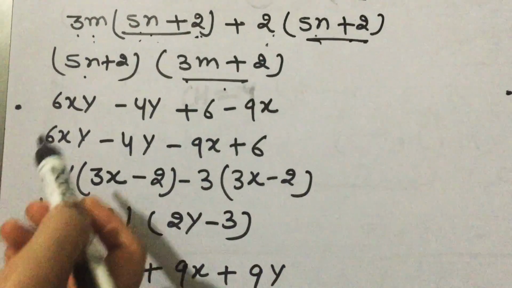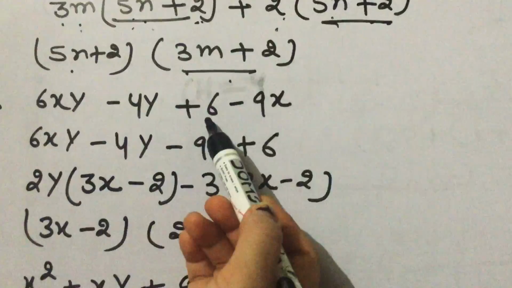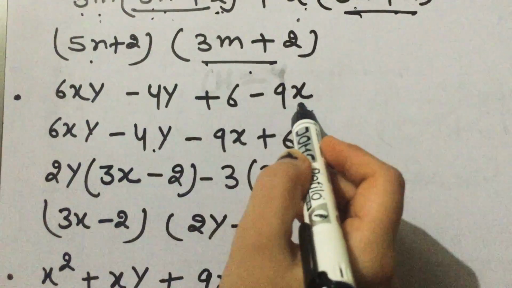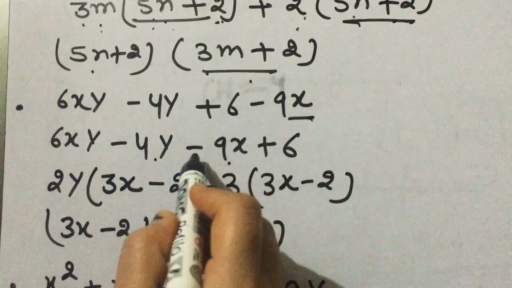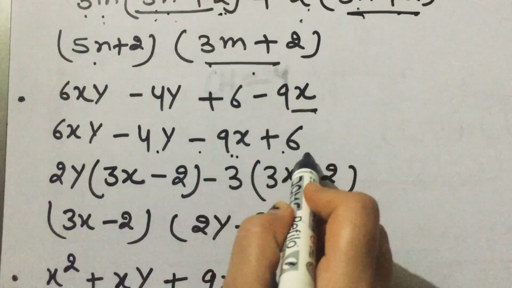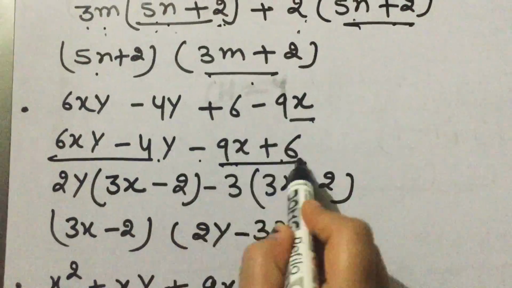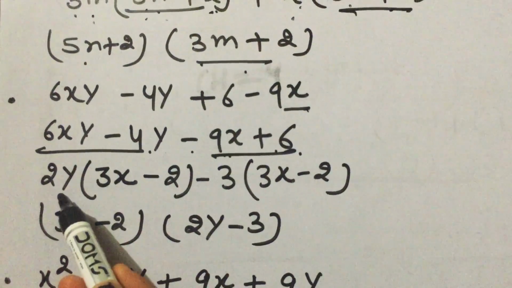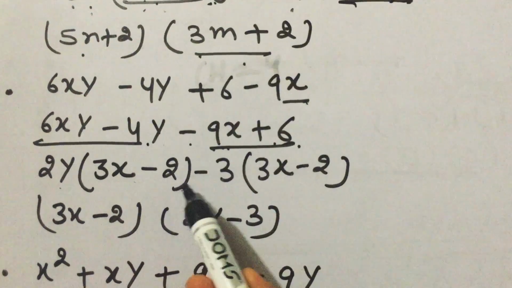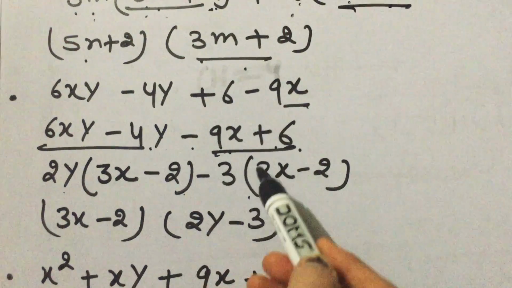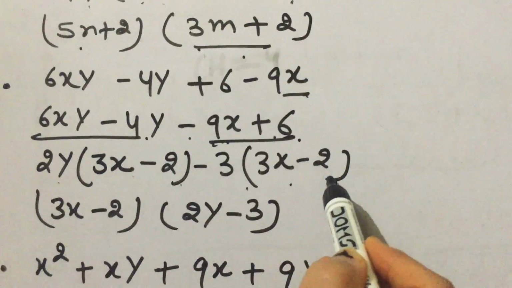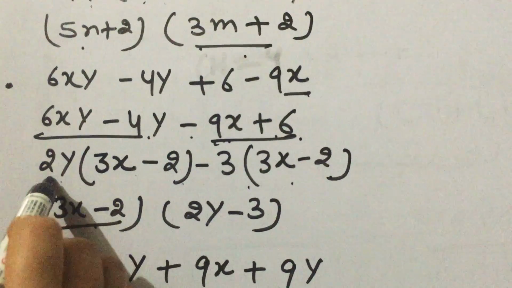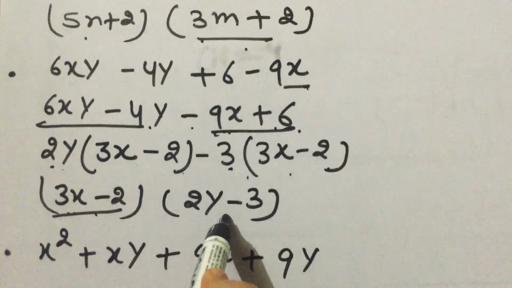Next question. 6xy minus 4y plus 6 minus 9x. 6xy minus 4y as it is. I have taken the term 9x in third place: minus 9x plus 6. Now make groups. What is common between 6xy minus 4y? 2y is common. 3x minus 2 in the first bracket, minus 3 common, and 3x minus 2 is here, and overall common is here. 3x minus 2 we have taken common. So what is left? 2y minus 3.